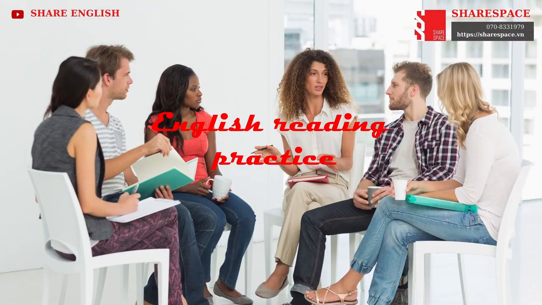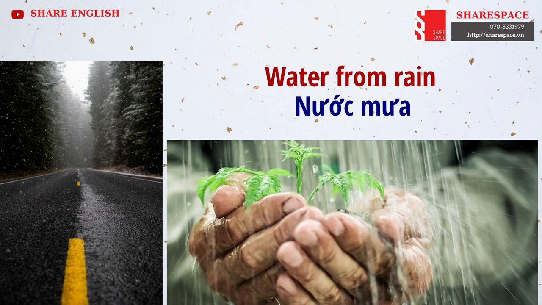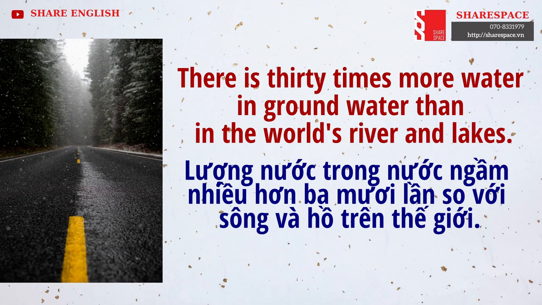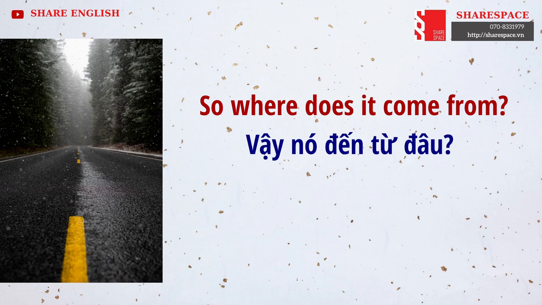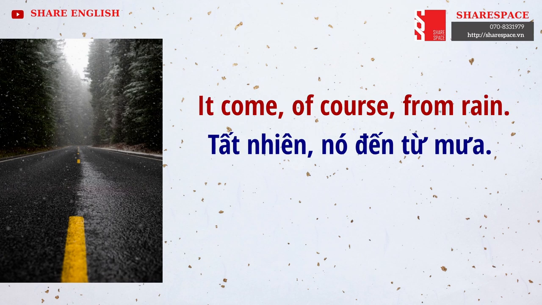English reading practice. Water from rain. There is 30 times more water in groundwater than in the world's rivers and lakes. Everybody has to have clean water. So, where does it come from? It comes, of course, from rain.